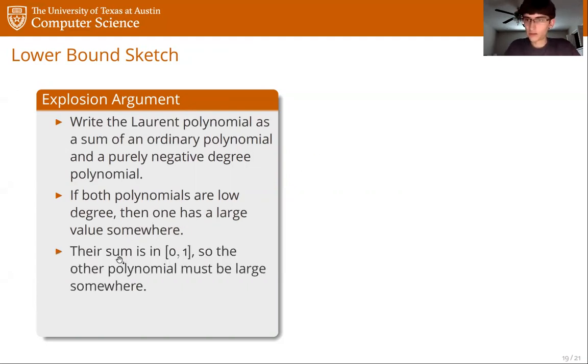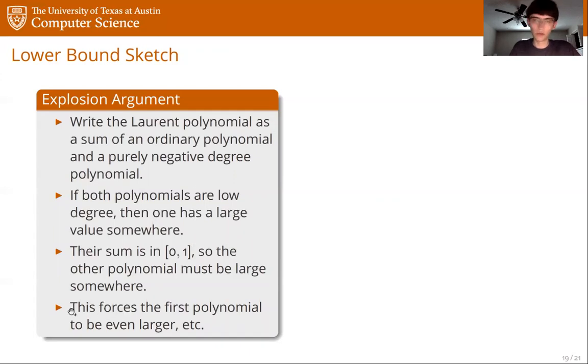But we also know that their sum is bounded, right? Because this polynomial represents a probability, their sum is between 0 and 1. So the other polynomial also has to be large somewhere. You can basically iterate this argument to derive a contradiction, because it'll force the other polynomial to be larger, which will force the other polynomial to be even larger, until you eventually get to a point where the polynomials are so large that they could not have existed in the first place. And this is just from the assumption that they have low degree. So you conclude that they must not have had low degree.